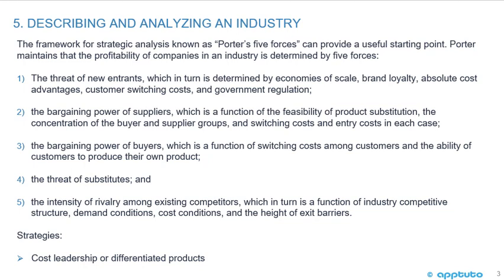Number 4 is the threat of substitutes. And finally, number 5 is the intensity of rivalry among existing competitors, which in turn is a function of industry competitive structure, demand conditions, cost conditions, and the height of exit barriers. So the 2 strategies that come out when using the Porter 5 Forces are either cost leadership or differentiated products.